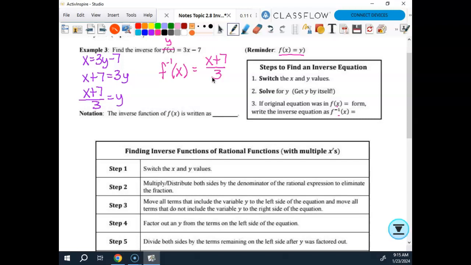All right. So the inverse notation, we've already said it, but we're going to write it again. The inverse notation is written as f inverse of x.